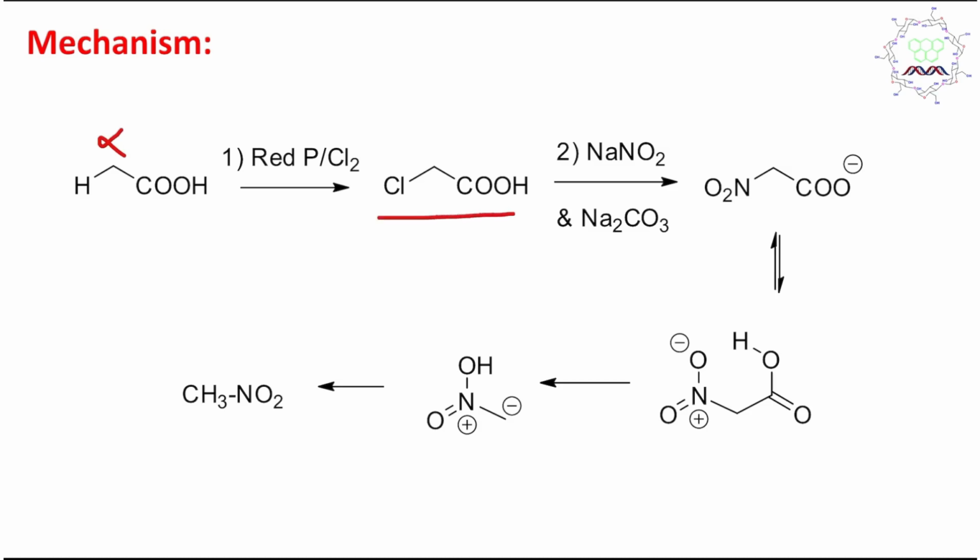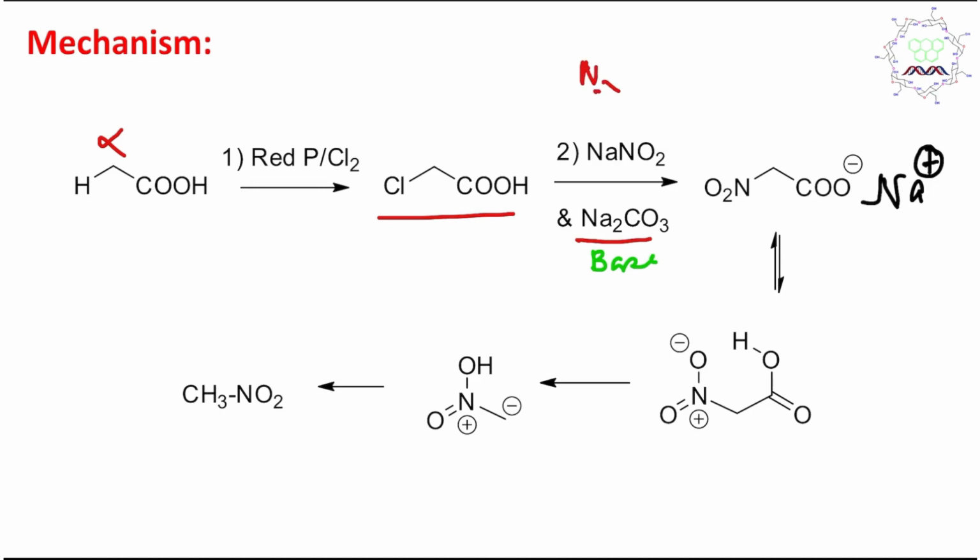Fine. In the next step, it is sodium nitrite and sodium carbonate. Student, this monochloroacetic acid is more acidic compared to simple acetic acid, and sodium carbonate is a base. So you can expect a simple acid base reaction, which means in this case you can see salt formation, more specifically sodium salt formation of this carboxylic acid. One part is done. For the second part, one reagent is given, sodium nitrite.